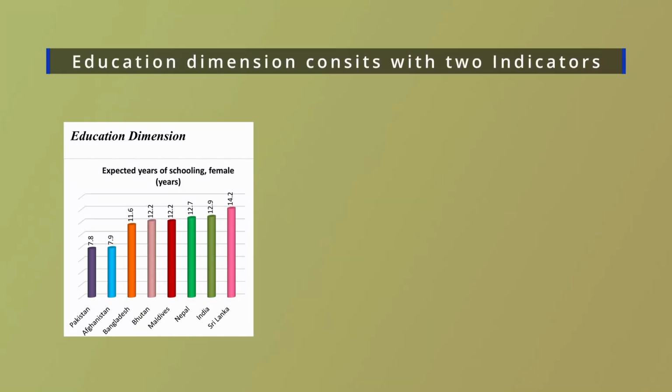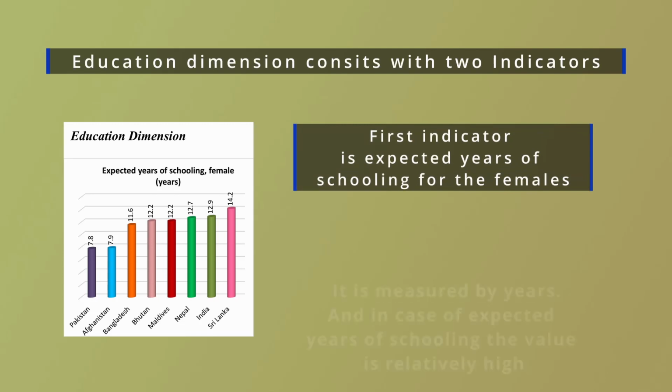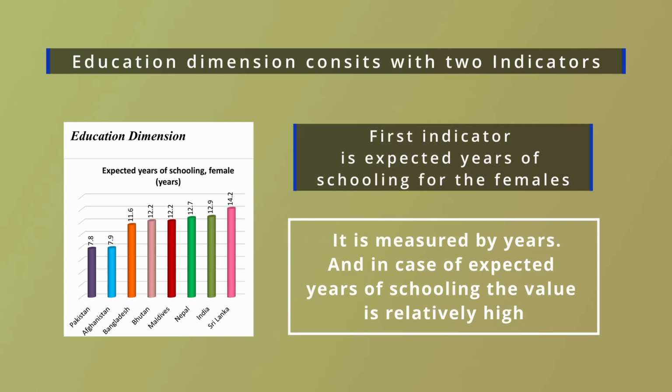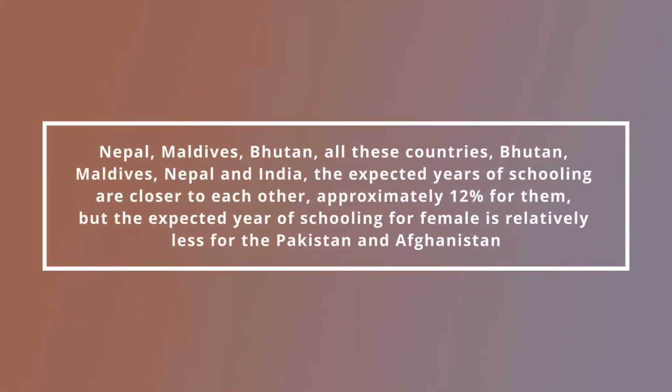Second dimension is the education dimension. Education dimension consists of two indicators. First indicator is expected years of schooling for the females. It is measured by years. And in case of expected years of schooling, the value is relatively high for Sri Lanka. It is 14.2, followed by India 12.9, Nepal, Maldives, Bhutan. All these countries, Bhutan, Maldives, Nepal and India, the expected years of schooling are closer to each other, approximately 12 for them. But the expected years of schooling for female is relatively less for Pakistan and Afghanistan.